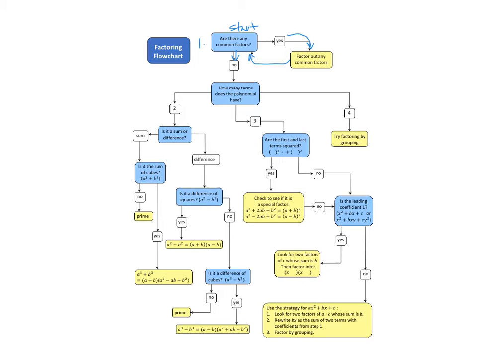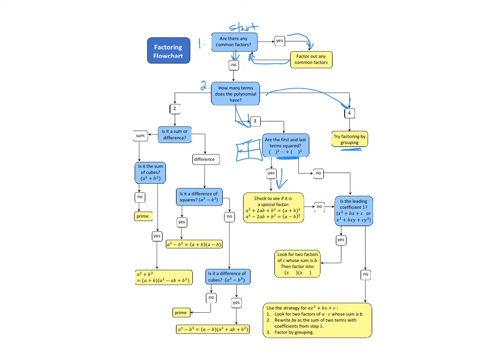So then the next question you ask yourself is, how many terms does the polynomial have? The first type of polynomials we worked with had 4 terms, and we factored by the grouping method. Then the next type of polynomials we worked with had 3 terms. So if your polynomial has 3 terms, then you can use the factoring box that I showed you or any other trinomial factoring method. But you do want to check to see if your first and your last terms are perfect squares, because if they are, it's possible you have a perfect square trinomial.